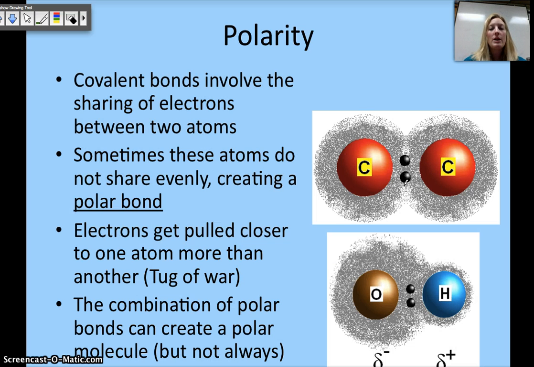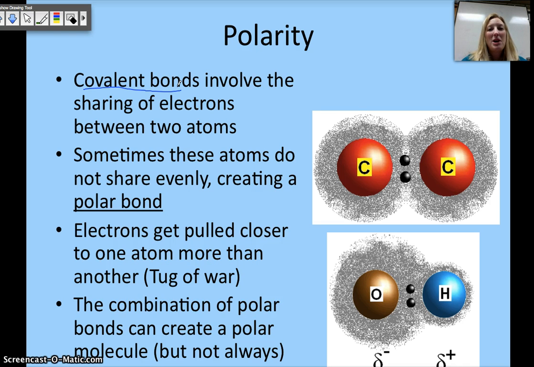Today we're going to be talking about polarity, also known as the great tug of war in molecules and bonds. So as we've been talking about bonds in more depth here, we've been drawing a lot of Lewis dot structures and looking at some different shapes of molecules. We've been talking specifically about covalent bonds, bonds where those electrons are shared between the atoms.